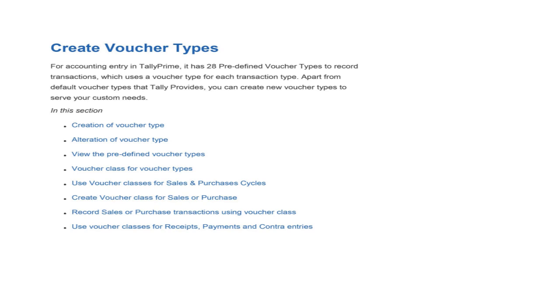Create voucher types. For accounting entry, TallyPrime has 28 predefined voucher types to record transactions, which uses a voucher type for each transaction type. Apart from the default voucher types that Tally provides, you can create new voucher types to serve your custom needs. In this section: creation of voucher type, alteration of voucher type, and view the predefined voucher types.